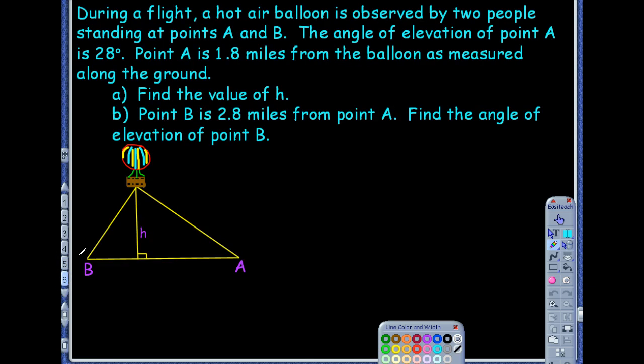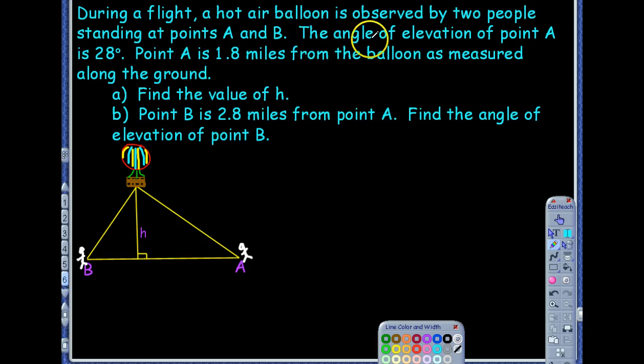Last example. It says, during a flight, a hot air balloon is observed by 2 people standing at points A and B. So our little points A and B here, these are just our little guys. My stick guy would not be very pretty, but here's my 2 little guys standing at those 2 points, looking up at this beautiful hot air balloon.